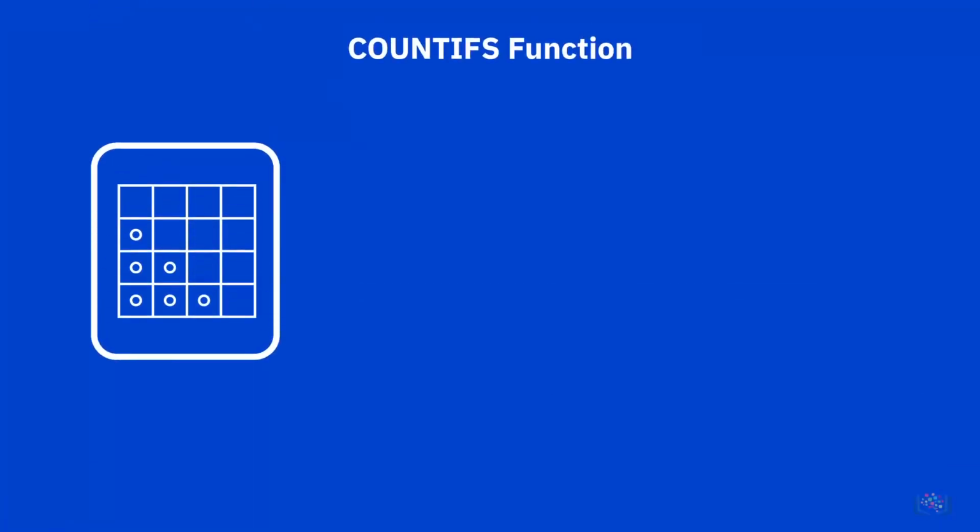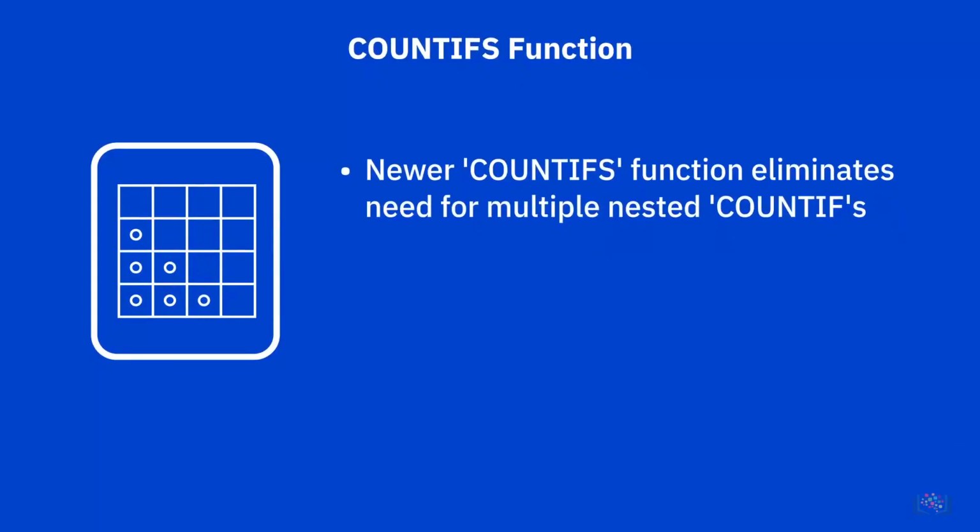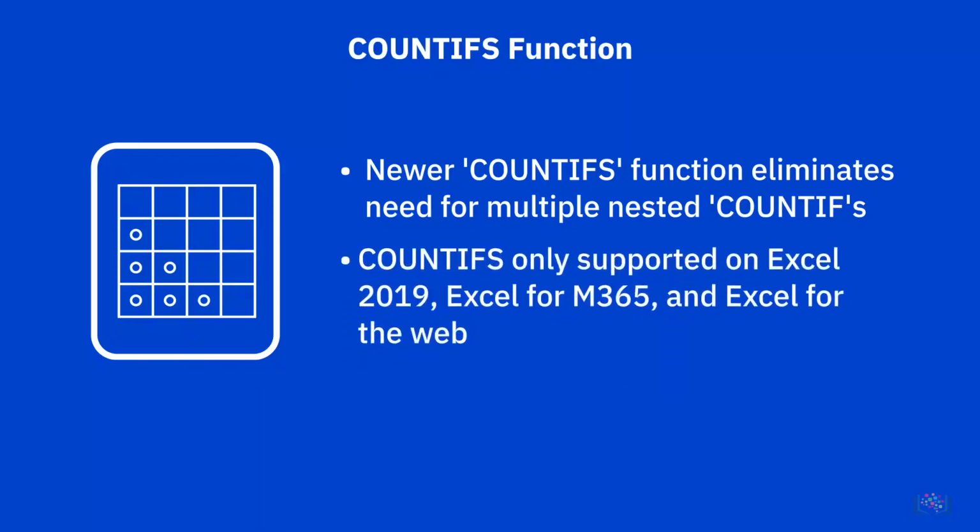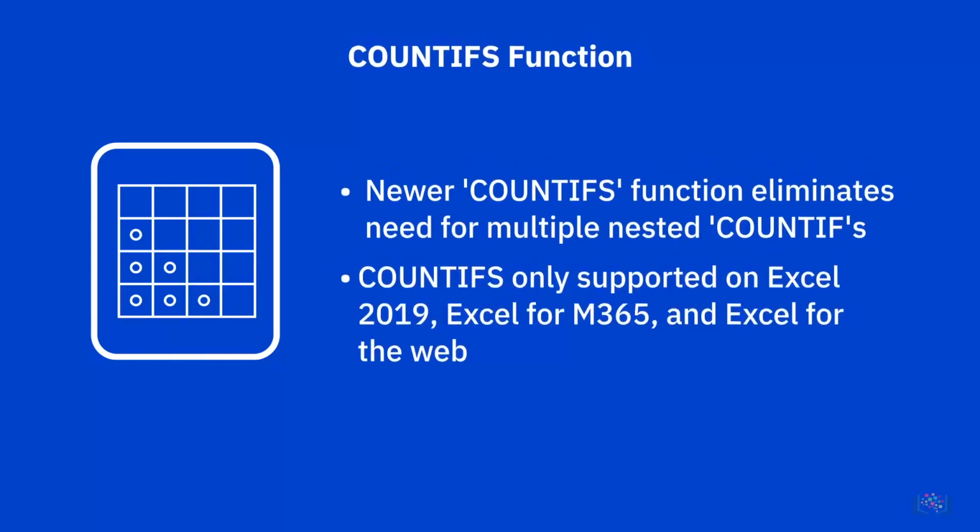There is also a newer function called COUNTIFS, which applies criteria to cells across multiple ranges to count the number of occasions where all criteria have been met. This removes the need to use multiple COUNTIF functions in a long and complex single formula. The COUNTIFS function is only supported on Excel 2019, Excel for Microsoft 365, and Excel for the web.